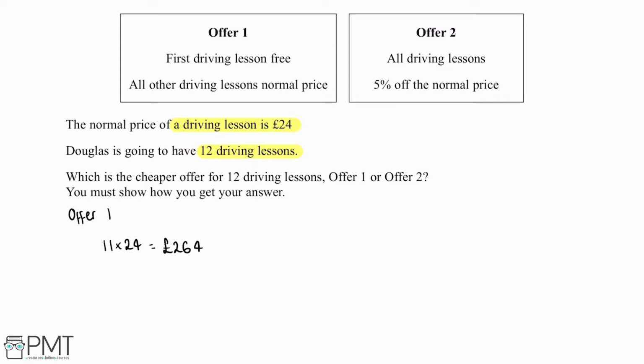£264. So offer 2, he'll have to pay for all driving lessons, but he'll get 5% off the normal price. So the first thing we can do is work out the price of having 12 driving lessons at £24 each.